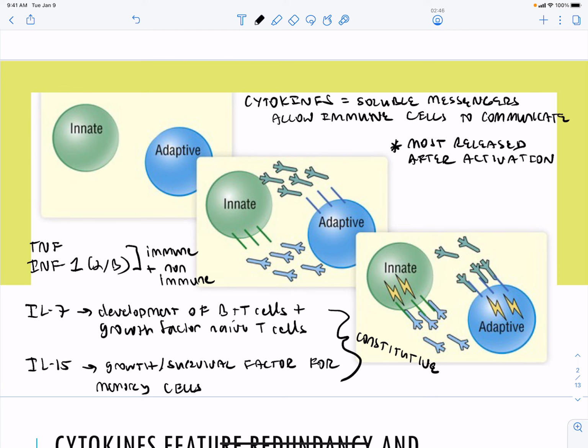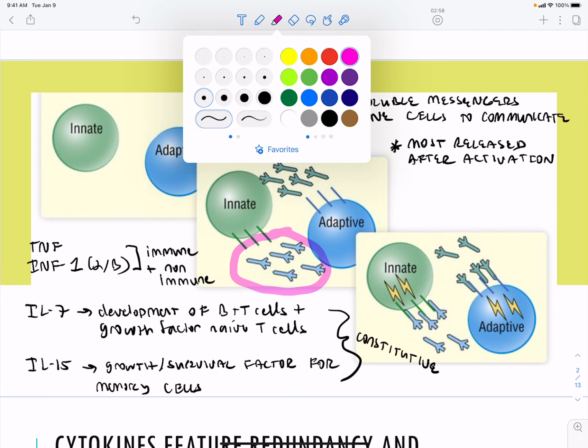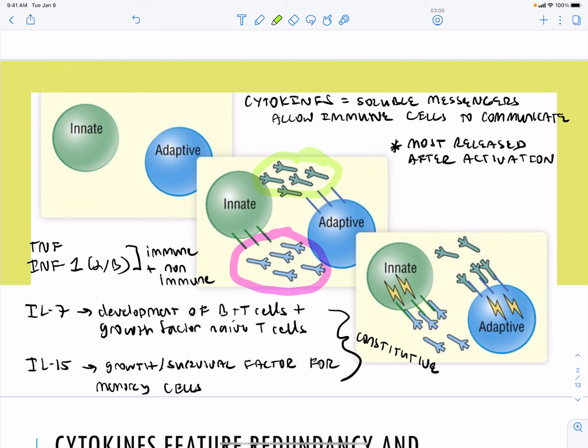But a lot of the cytokines we're going to talk about are the ones that are made after they get exposed. So your innate response will release cytokines that will communicate with your adaptive response, that will release cytokines. And all of these are trying to get both your innate and adaptive activated so they can go after whatever is the threat.